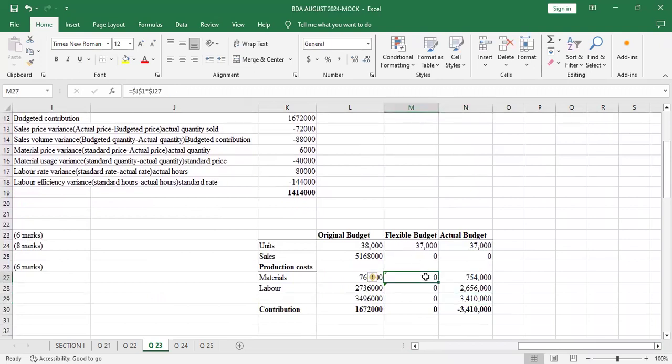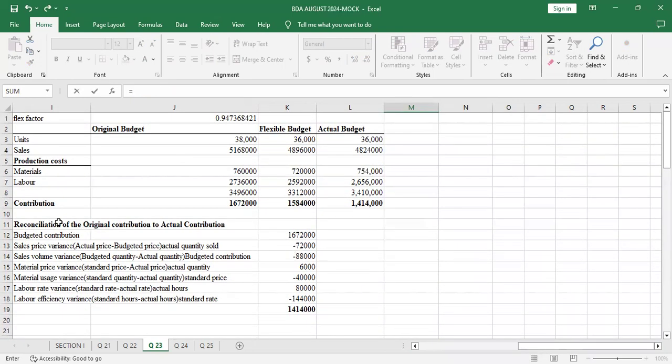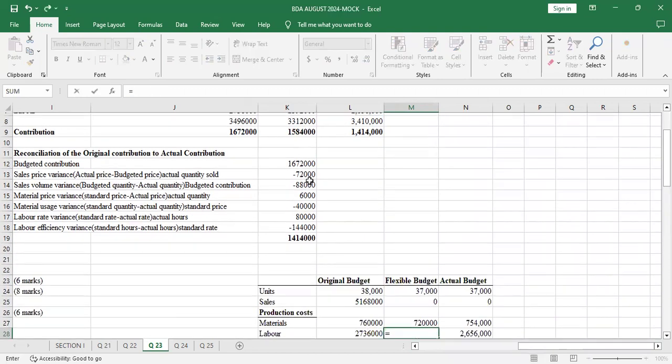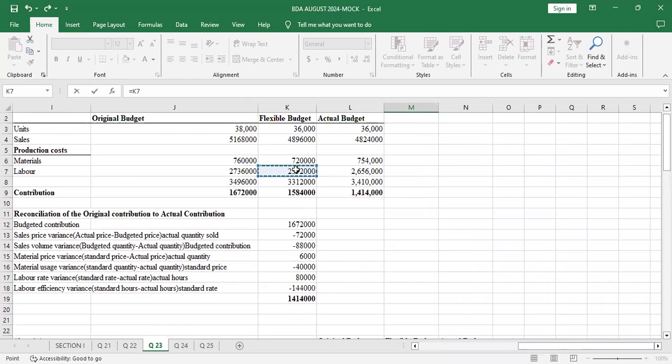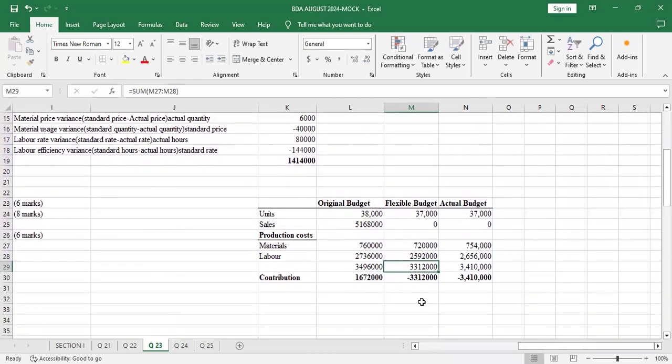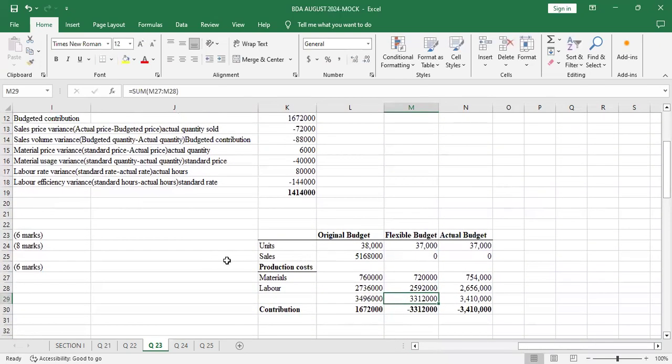I'll do the same even for flexible, because the production cost was not changing under the flexible budget. So I'll pick this, and also pick that, and I'll have those values. So the only thing that changes in both the flexible and actual budget is the sales. That's the only thing that is supposed to change.